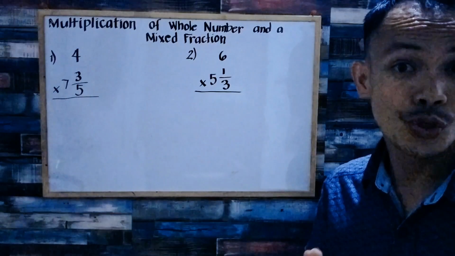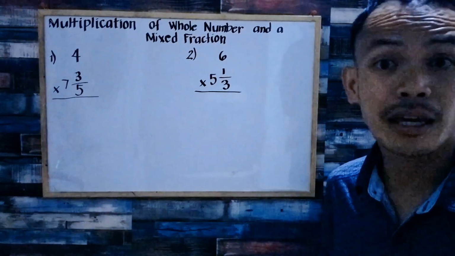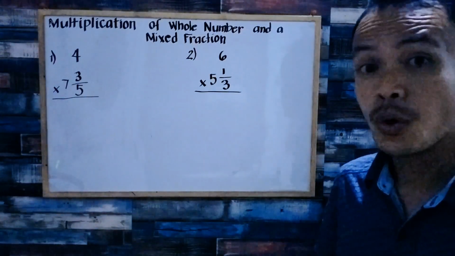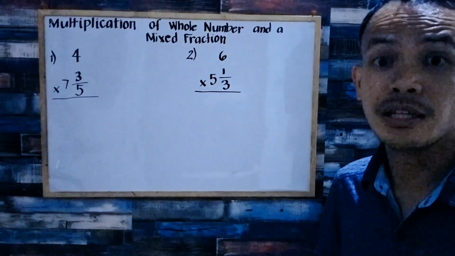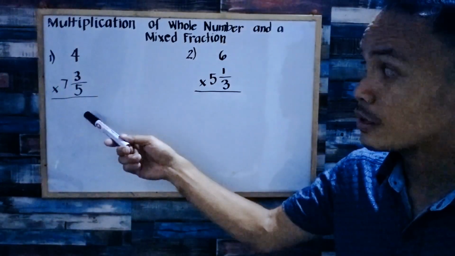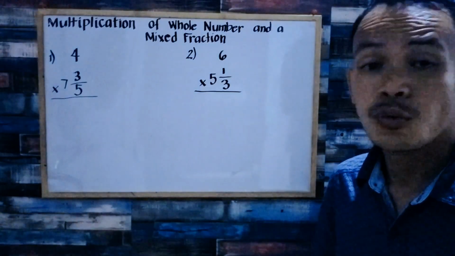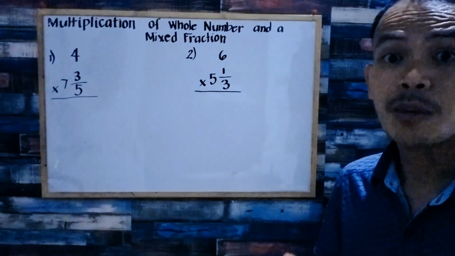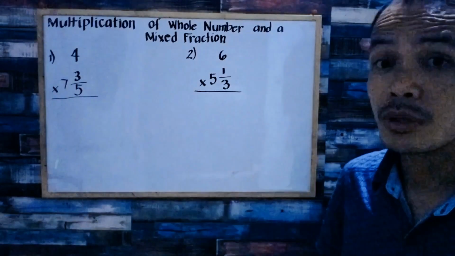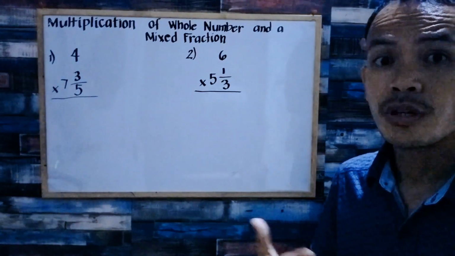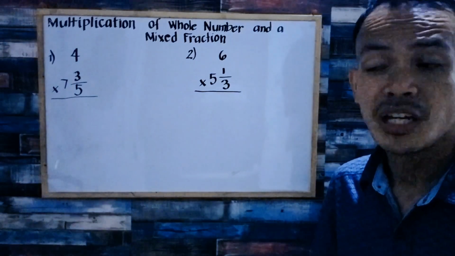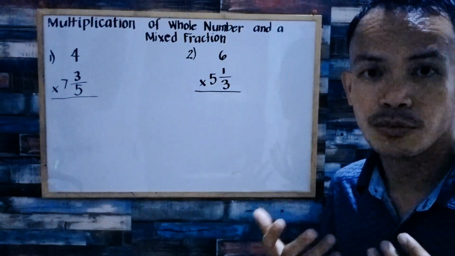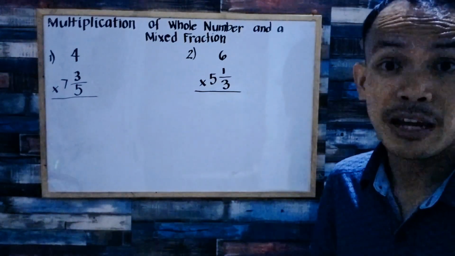Today I'm gonna introduce you another way of multiplying a mixed fraction and a whole number, which is quite different from what we usually learned in school. In school we learned that a mixed fraction will be changed first into an improper fraction and a whole number will be changed into a fraction by putting 1 in the denominator and then you multiply. And sometimes we use the cancellation method in multiplying fractions.